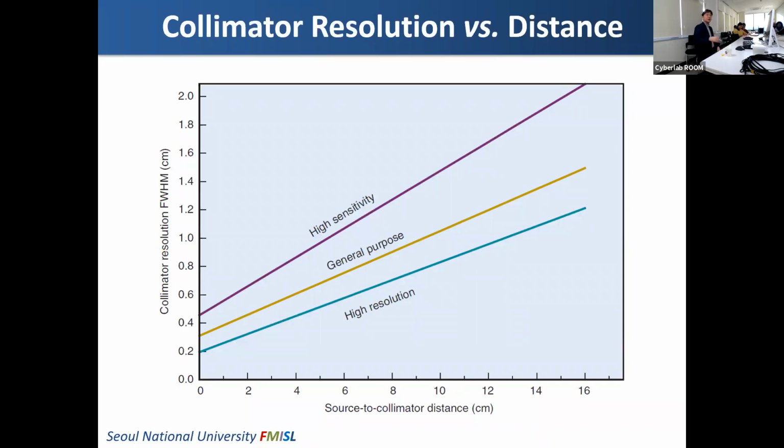As you know, we use different kinds of collimators. If you want images with higher spatial resolution, we can use a high resolution collimator. But if sensitivity is more important, then we can use a high sensitivity collimator. In between them is the general purpose collimator.